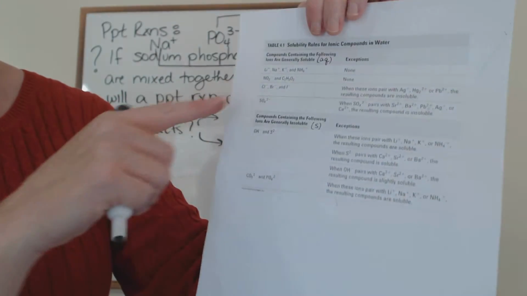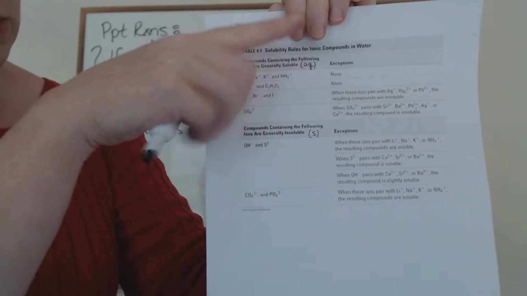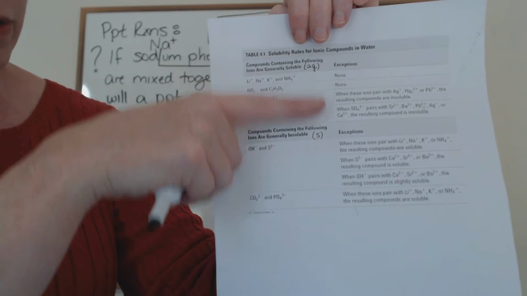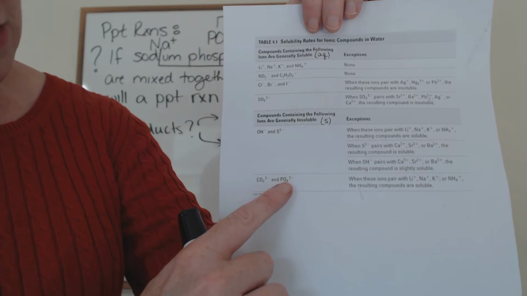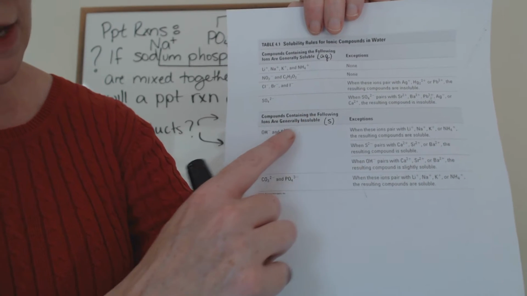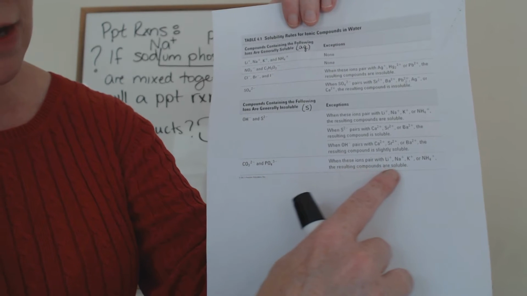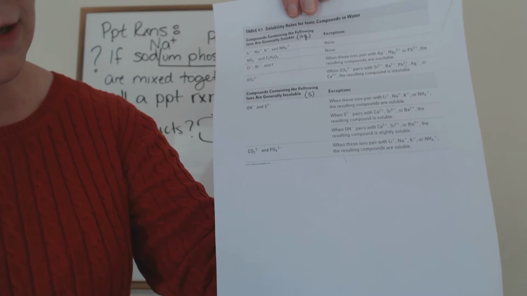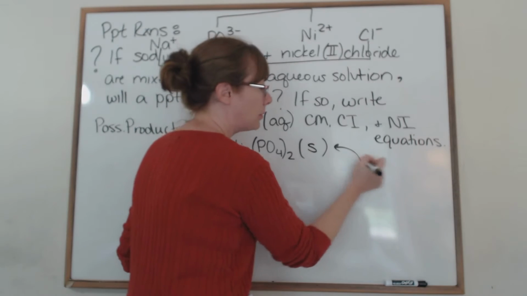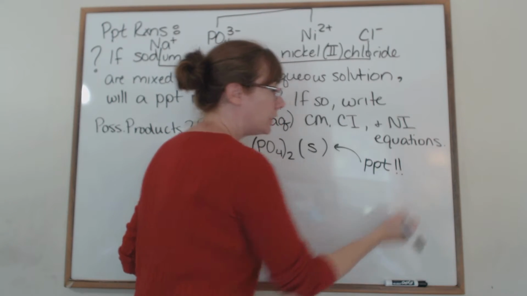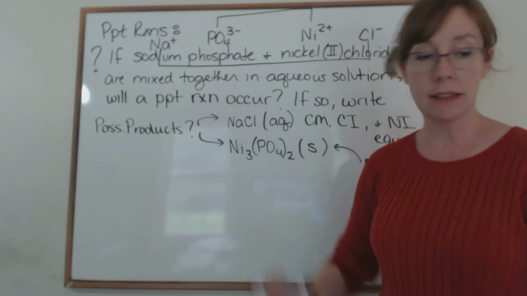How about the nickel? Well, if you look for nickel all the way down, and like I said, you always start on the left side of this chart where my finger is. You'll look for nickel, but you're not going to find nickel, but you will find the other one, phosphate. Phosphate is under the heading that says compounds containing these ions are generally insoluble. And just come over here and check and make sure that nickel is not an exception to that rule, and it's not. So therefore, this is an insoluble compound, meaning it is a precipitate, meaning yes, you have a precipitation reaction. So the answer to the first sentence would be yes.